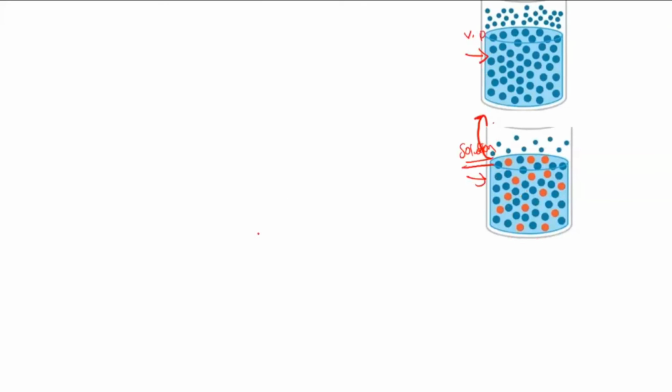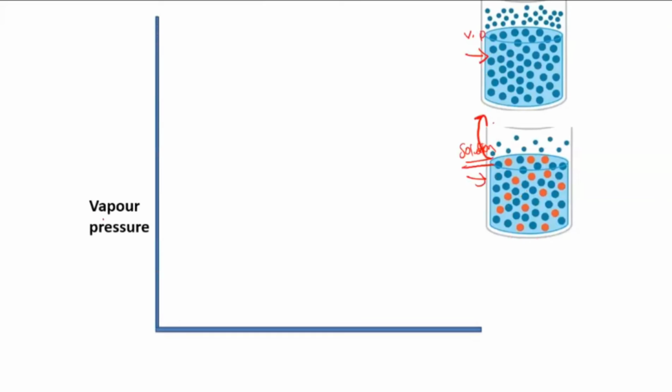So now I have plotted the graph. You will understand this better with the help of a graph. On one side, on the y-axis, I have taken vapor pressure. On this side I have the temperature. You know the solvent will always give you more vapor pressure. So the solvent graph I will take like this, in this way.